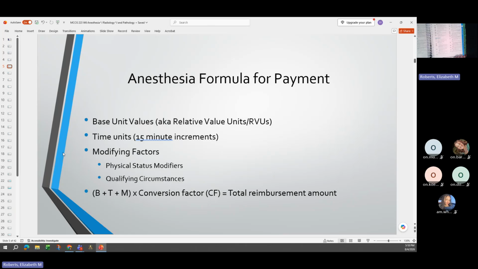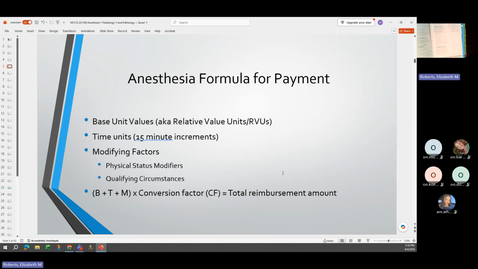8 units, right? It's the same code, 00500 times 1 for a 25-year-old patient, or 00500 times 8 for our 85-year-old patient, based off of those time units. So that's one way we can increase that service charge. Two other ways are our physical status modifiers and our qualifying circumstances.